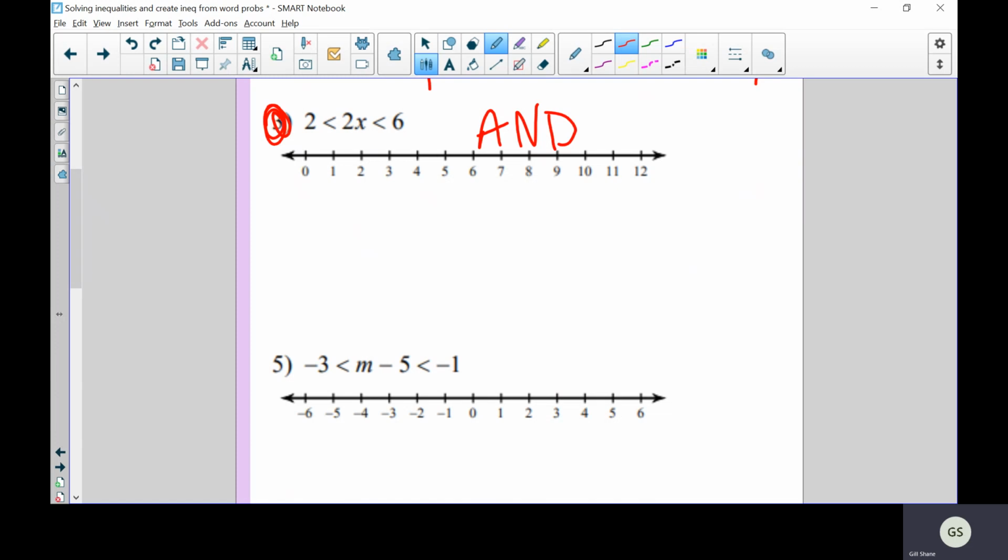I have the variable section in the middle. It's technically the expression, but that's where the variable is. That's kind of what drives the entire inequality.